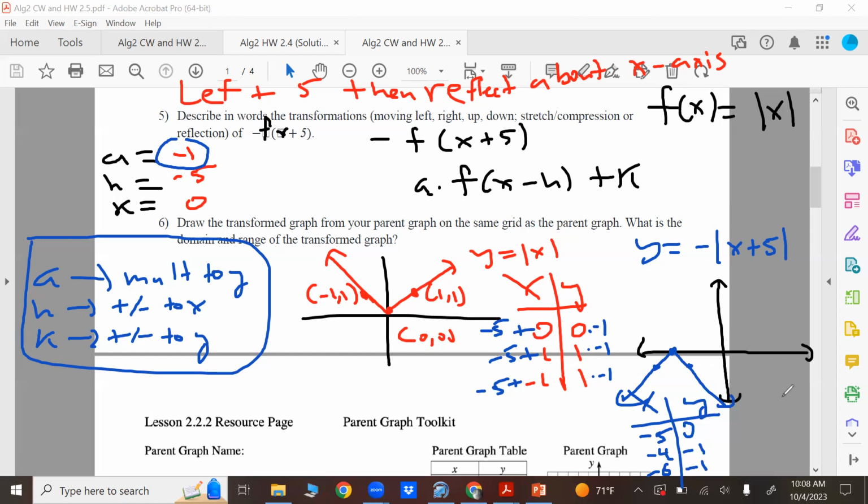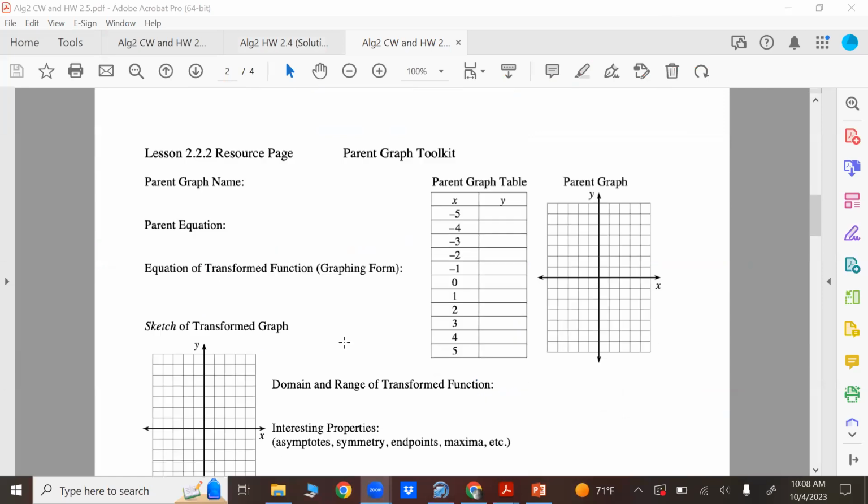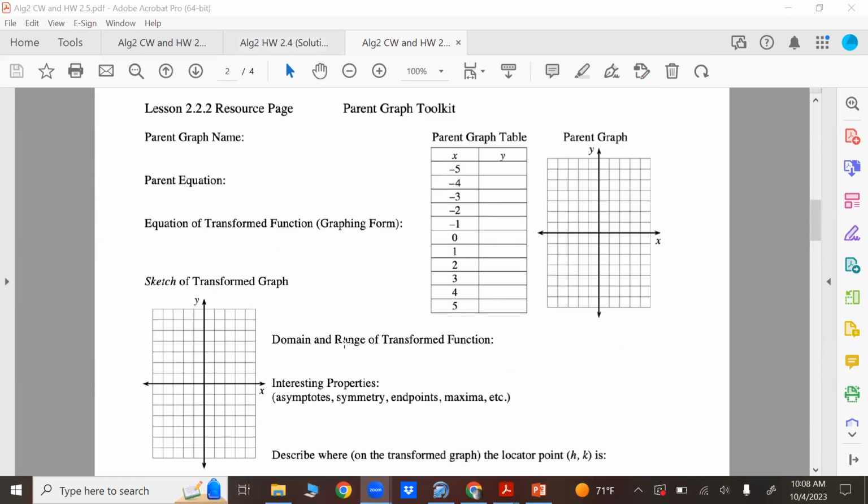So I know that was a little long. Questions? We're okay? Okay, now it's practice. So here's what we're going to do. On the next page, you're going to do a parent graph, and then you're going to transform it. So here's what we'll do: different functions for each group. I'll just put the initials of each group.